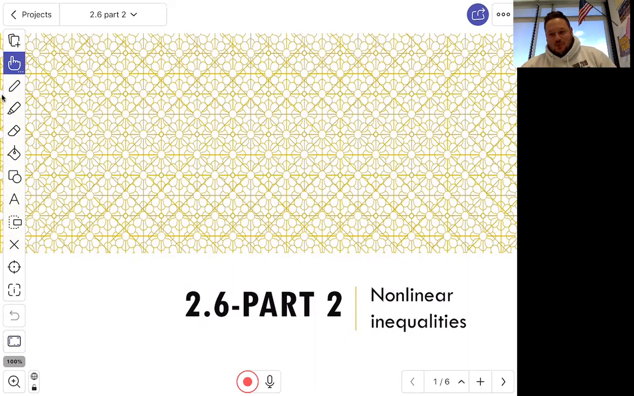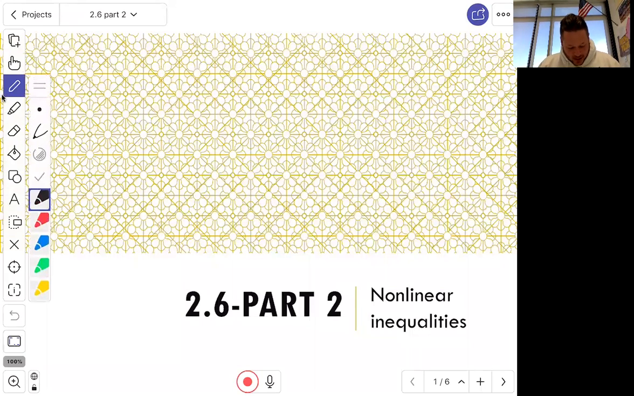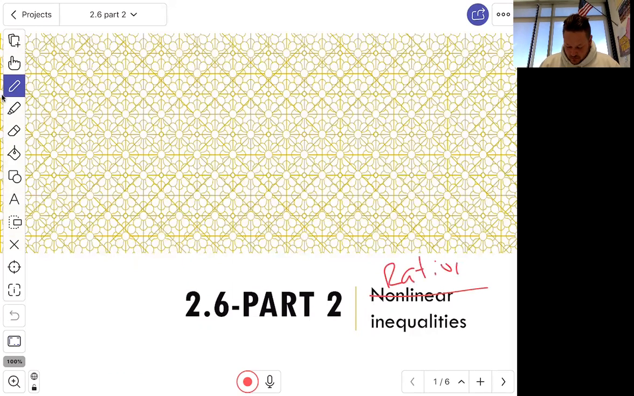Today we're looking at 2.6 part 2, whereas part 1 was nonlinear inequalities. This is actually going to be rational inequalities. And when we say rational inequalities, a lot of the times we're going to have fractions, but fractions aren't a big deal. So let's get rocking.